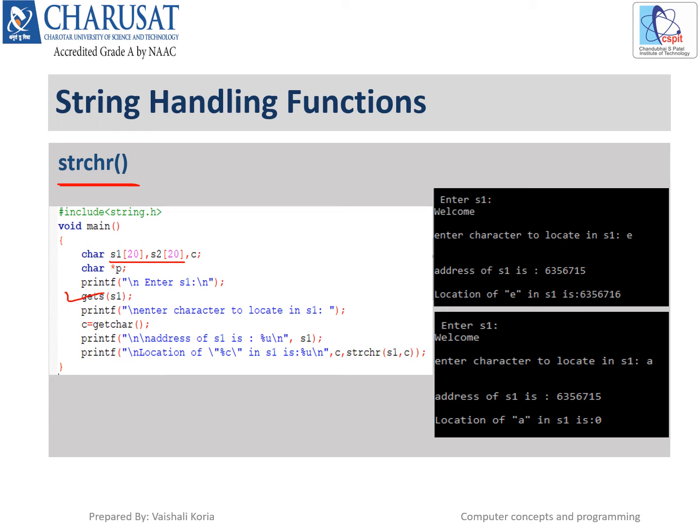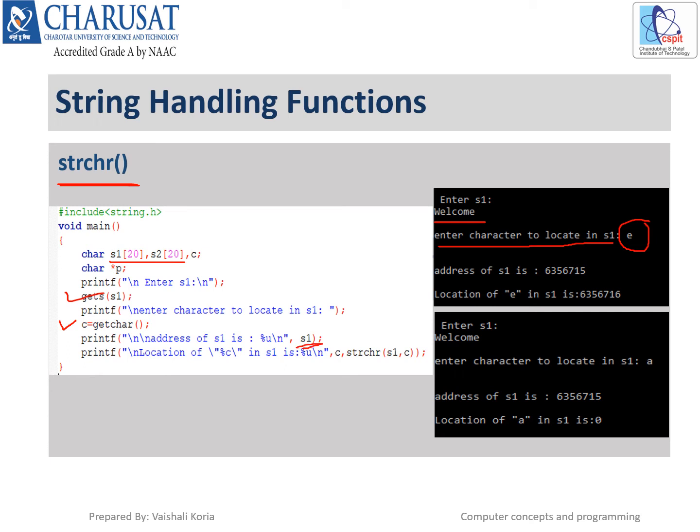We have entered "welcome" as s1. Then we enter the character that we want to find in the string. So enter the character to locate in s1. Suppose we want to find e, whether e is present in "welcome" or not. Here also it will return the address, but how can we check whether we are getting the correct output or not? We can just find out the address of the first element of the string.